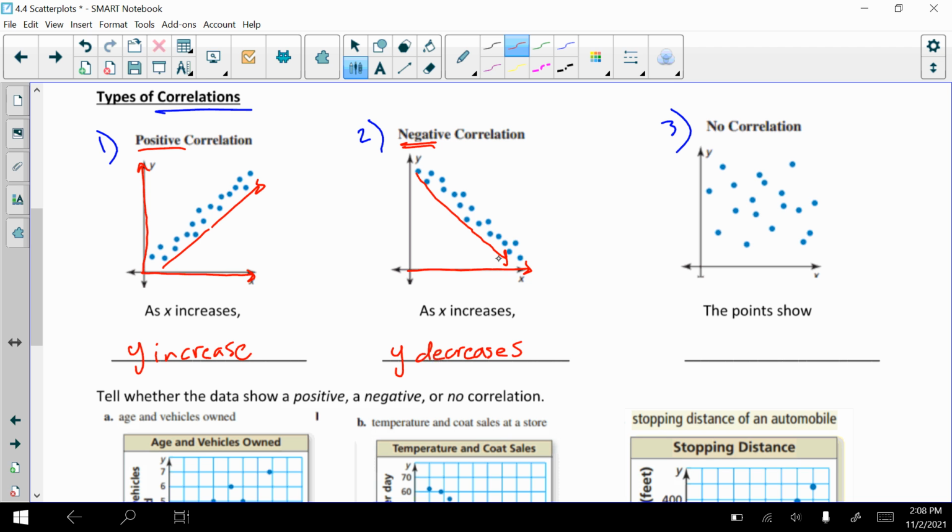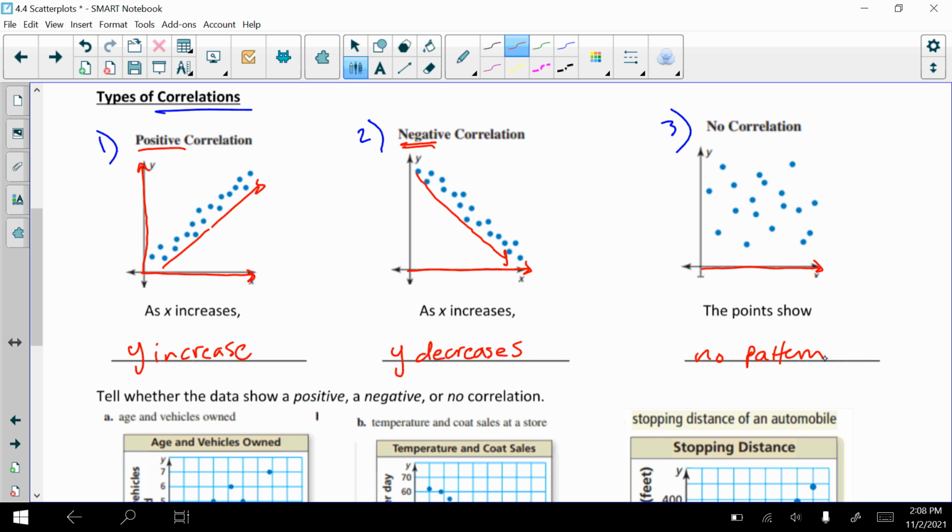Final option could be no correlation. In this case, if I move from the left to the right, well, these points just seem random. They're not really moving in any one certain direction. They're not necessarily going up. They're not necessarily going down. It just seems like a random assortment of points. So I would say these points show no pattern.